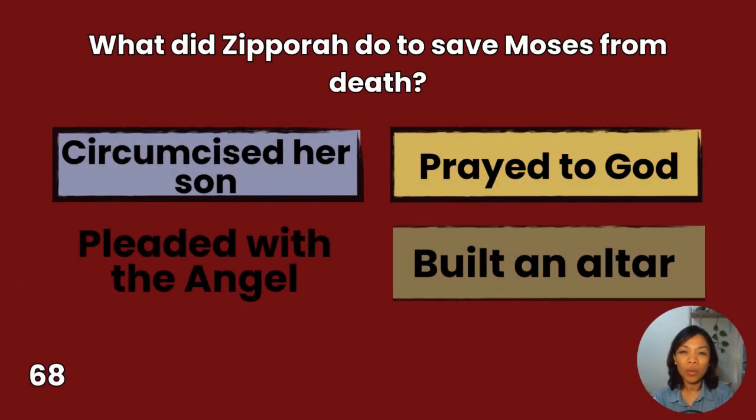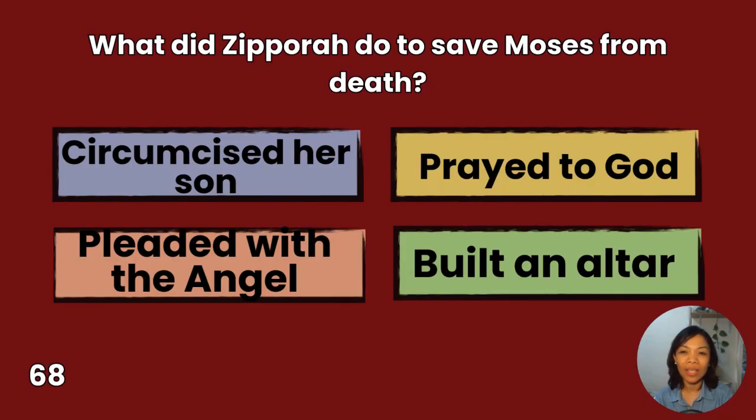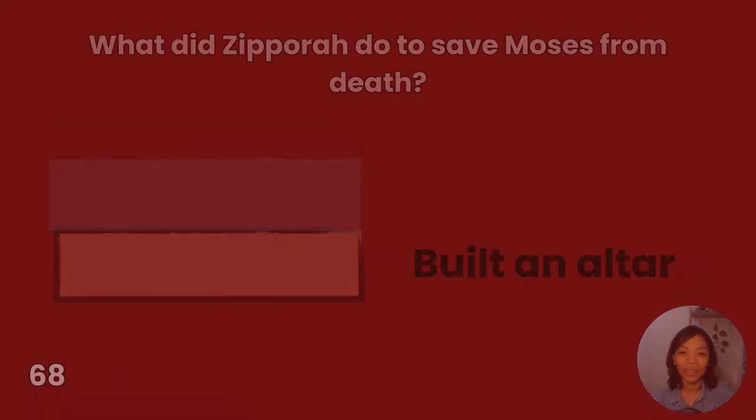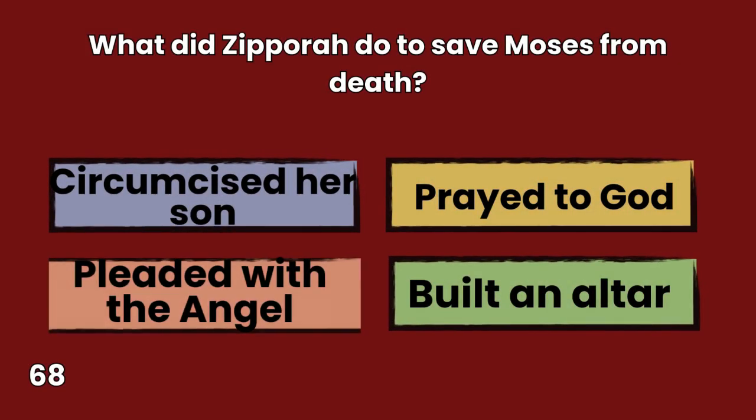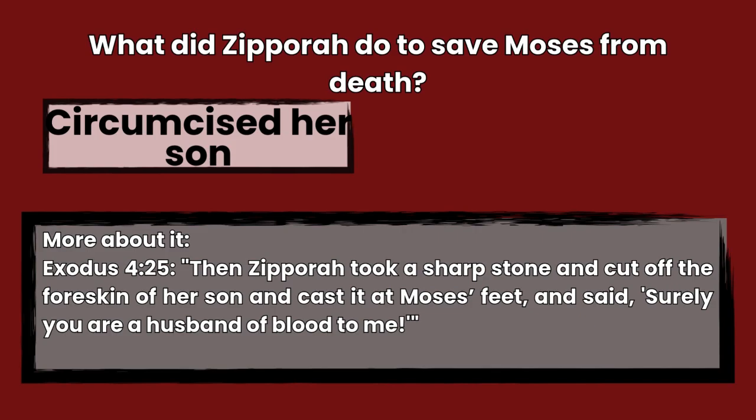68. What did Zipporah do to save Moses from death? Circumcised her son, pleaded with the angel, prayed to God, built an altar. You have 10 seconds to answer. The answer is circumcise her son. Exodus 4:25. Then Zipporah took a sharp stone and cut off the foreskin of her son and cast it at Moses' feet and said, "Surely you are a husband of blood to me."